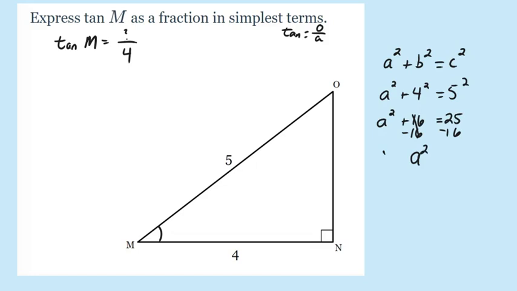A squared equals 9. All right, now I want a. I don't want a squared. So to get a, I'm going to take the square root on that side and this side. So the square root of a squared is just a. And the square root of 9 is 3. So that tells me that line segment ON is 3. So now I just wanted to know what was opposite, which is 3/4. So now I can say that tan M equals 3/4.